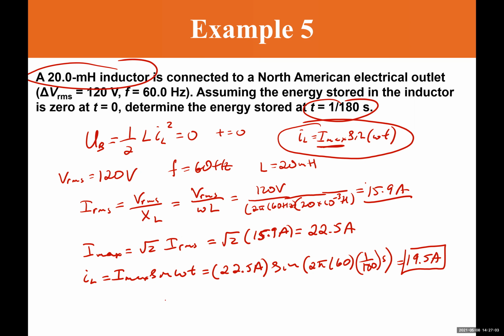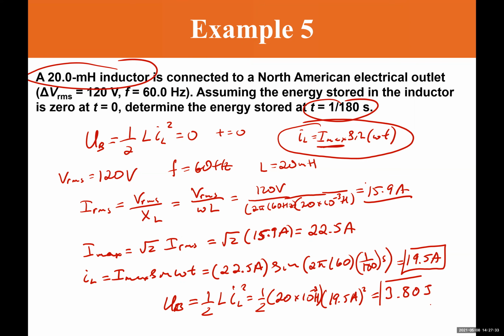Which means that if I come back and look at the magnetic energy, 1/2 times L times I squared, in this case I have 1/2 times 200 times 10 to the -3, which is my henry, the inductance, times 19.5 amps squared. Then I can calculate the amount of energy that is now stored. That's 3.8 joules. So that will be the energy stored.